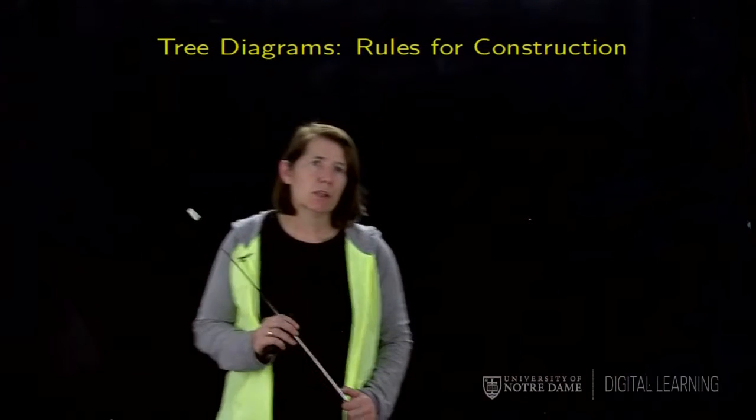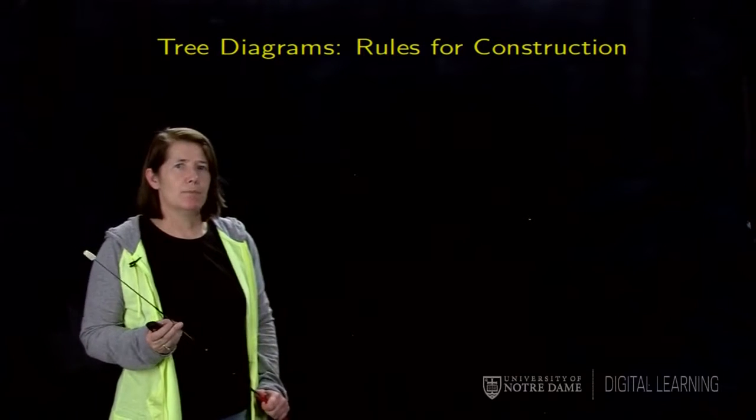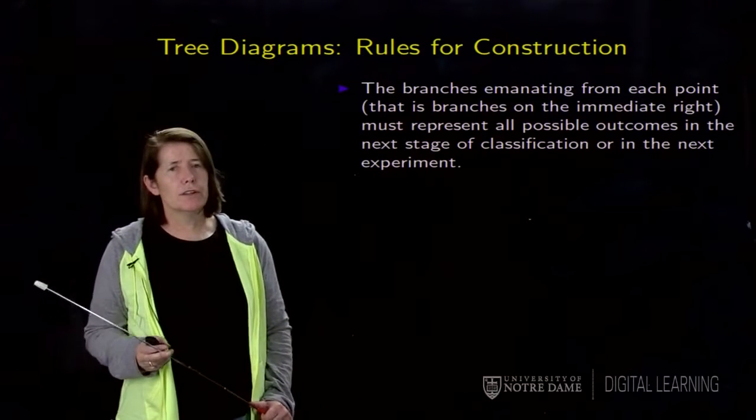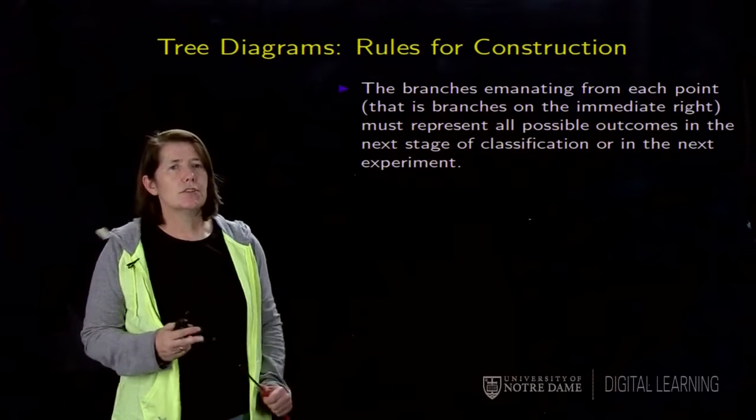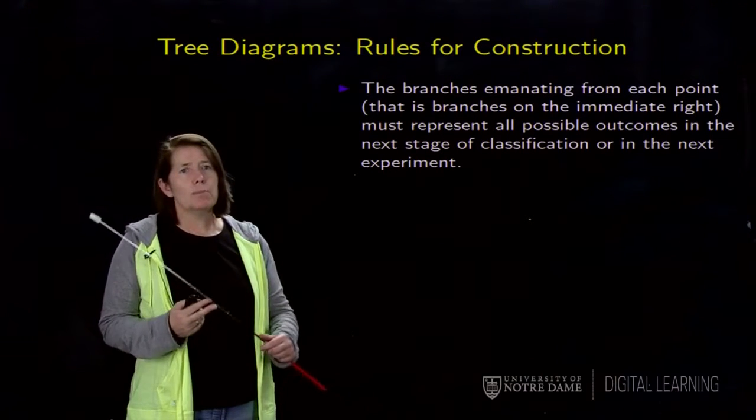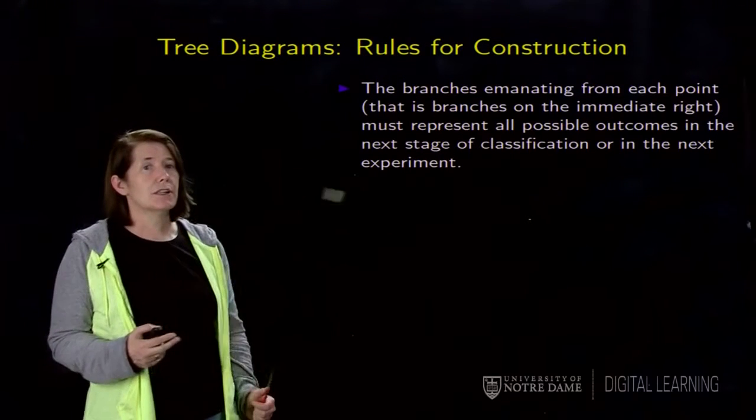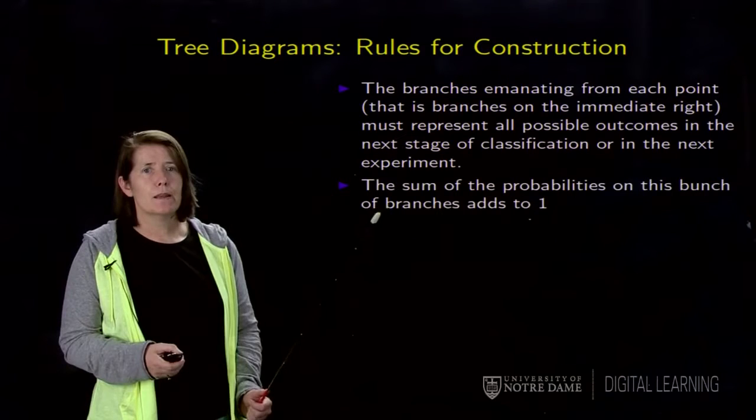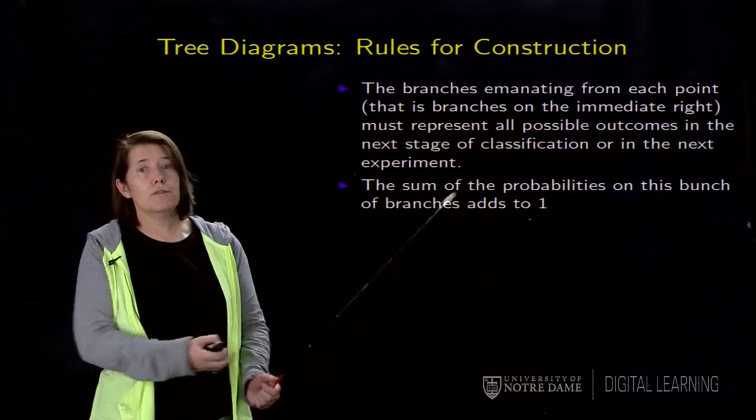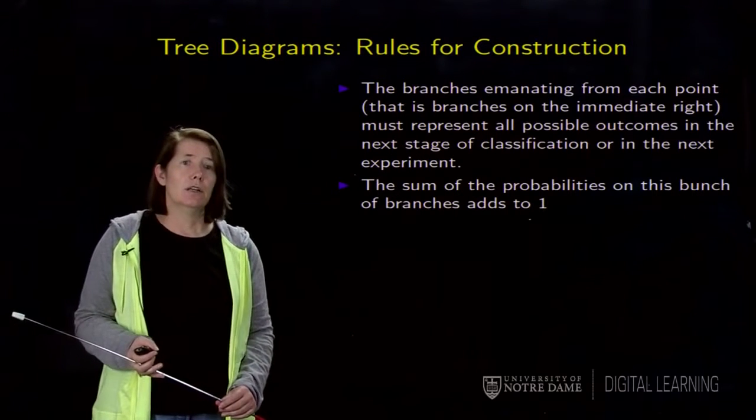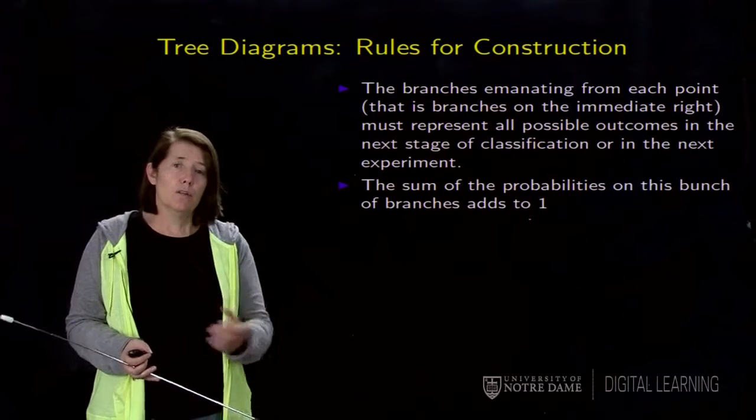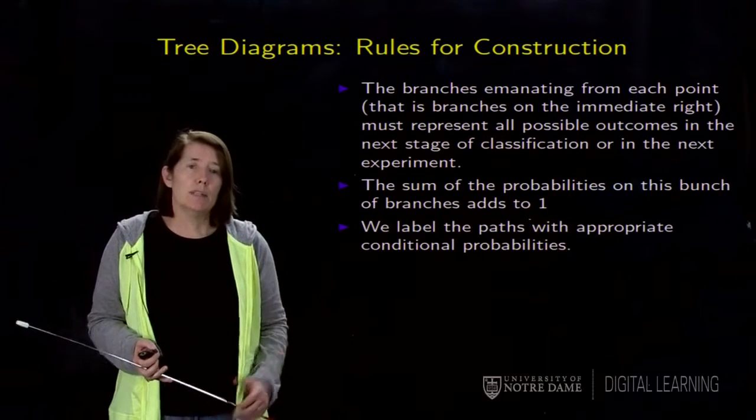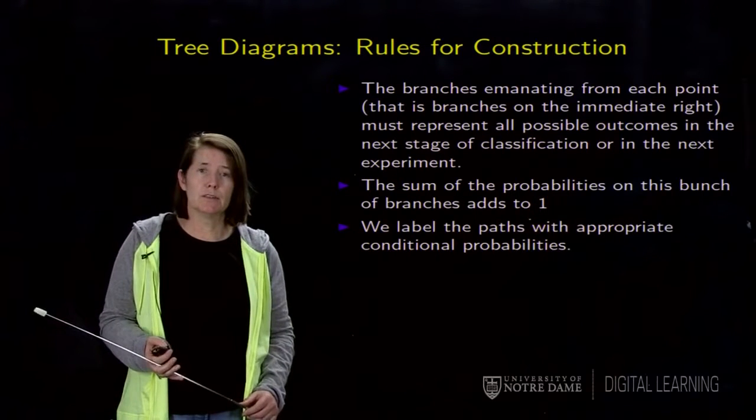Okay, tree diagrams are pretty easy to draw, but let's just recap on a few rules for construction, just things to keep in mind when drawing them. So when you're drawing your tree diagram, the branches emanating from any particular node should represent all of the possible outcomes in the next stage of classification, or in the next experiment if you're doing repeated experiments or repeated trials. The sum of the probabilities on all of the branches emanating from any particular node should add to 1, because they represent all of the possible outcomes in the next stage of the experiment. And we label these paths with the appropriate conditional probabilities.